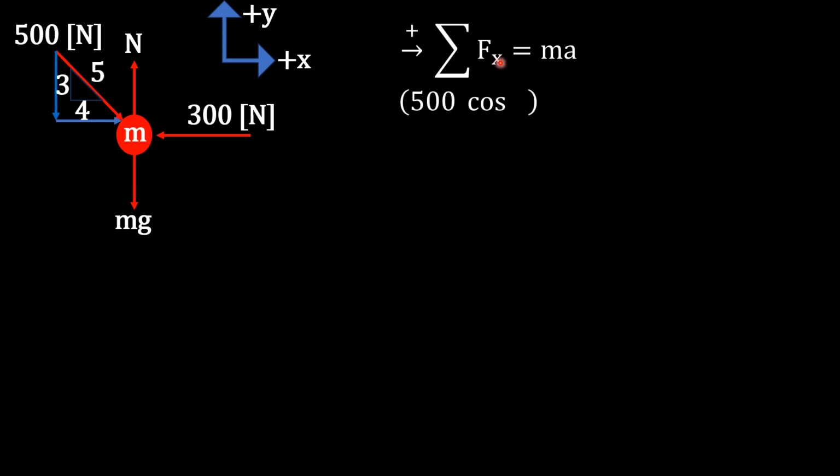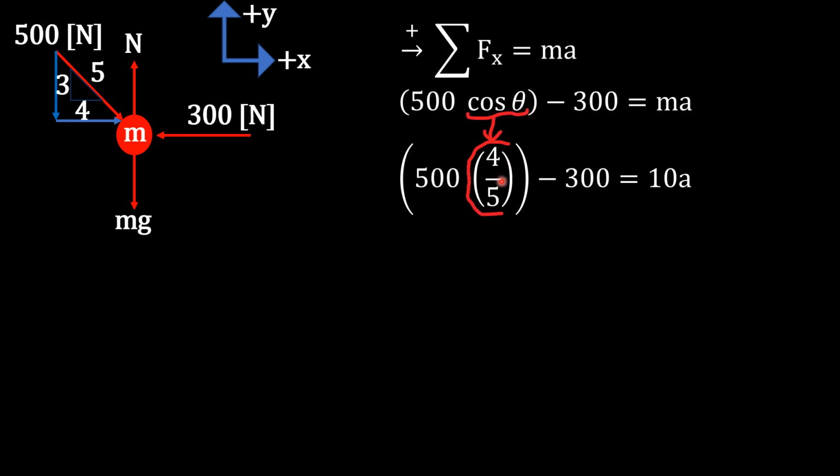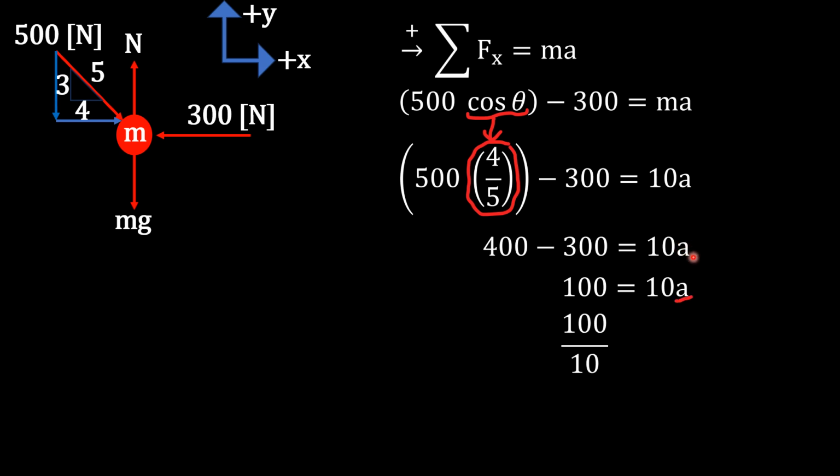All right. So the first external force is the 500 Newton horizontal component minus 300 going to the left, equals mass times acceleration. So we can replace the cosine theta with 4 over 5. Plug this into your calculator. It will be 400 minus 300 equals 10 times acceleration. Then here what we're going to do is solve for acceleration.